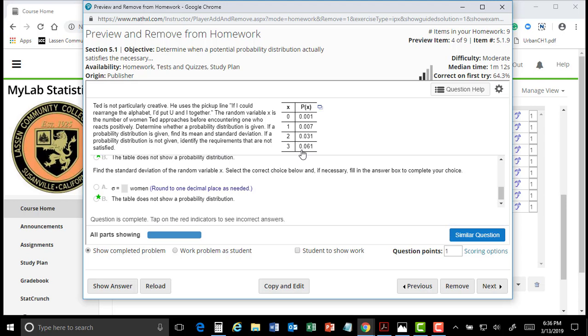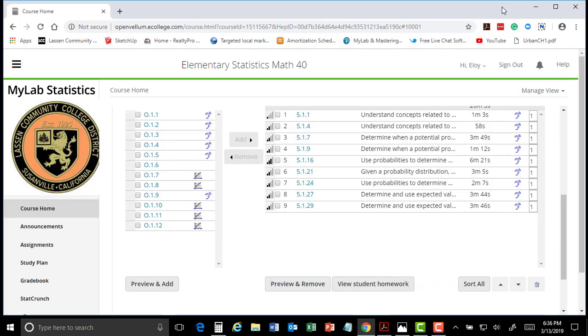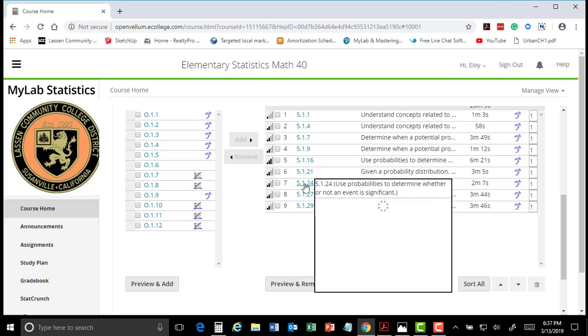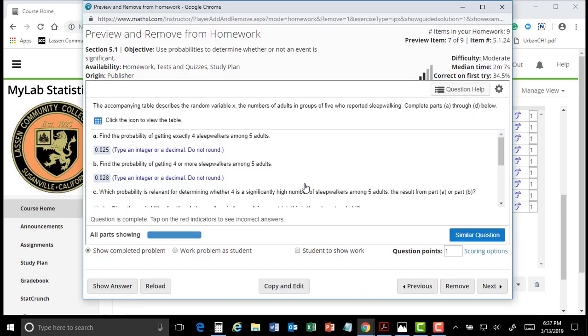Okay, now, here we go. Okay, so is this thing? Well, the table does not appear to be a probability distribution. I go on to the next. Okay, expected value. Remember I was talking about expected to win? Okay, how about this one first? Use probability to determine whether or not an event is significant. We did that already. Find the probability of getting exactly 4 sleepwalkers, and then find the probability of getting 4 or more. Which probability is relevant to determining whether 4 is a significantly high number?